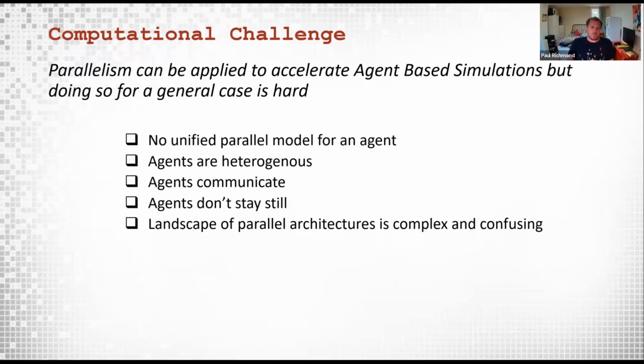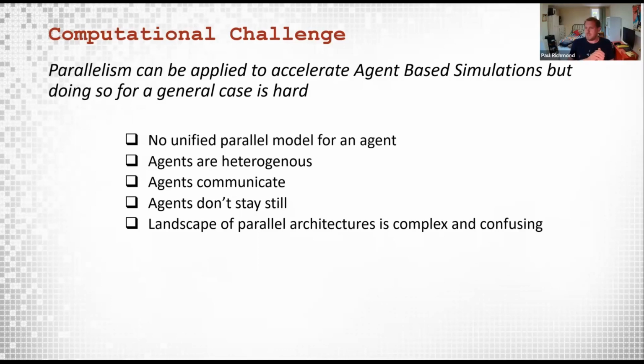So parallelism obviously now is everywhere, whether it be multi-core CPUs, whether it be data parallel GPUs, or any kind of thing in between. There's lots of parallelism available, but the problem with applying it to an agent-based simulation is that doing so for a general case is really difficult. So there's no unified parallel model for an agent.